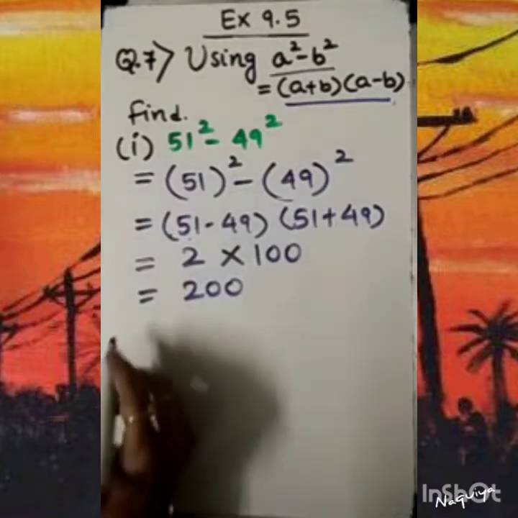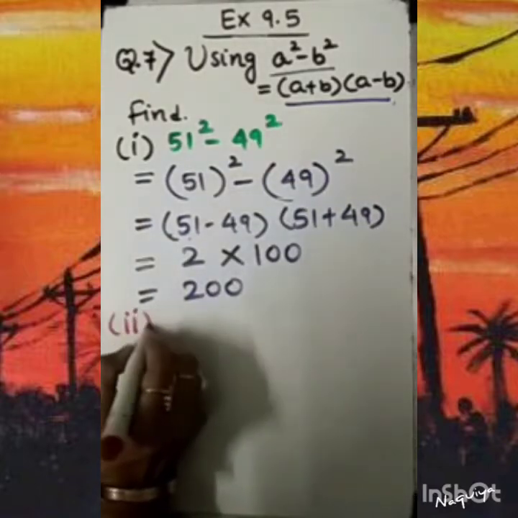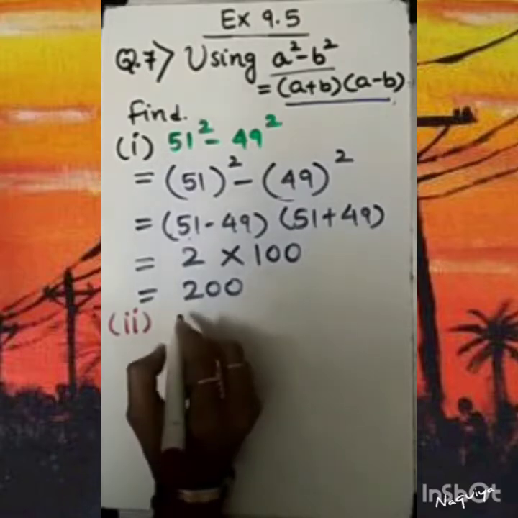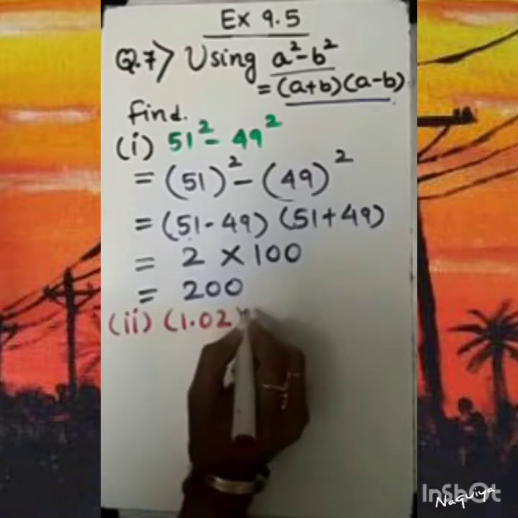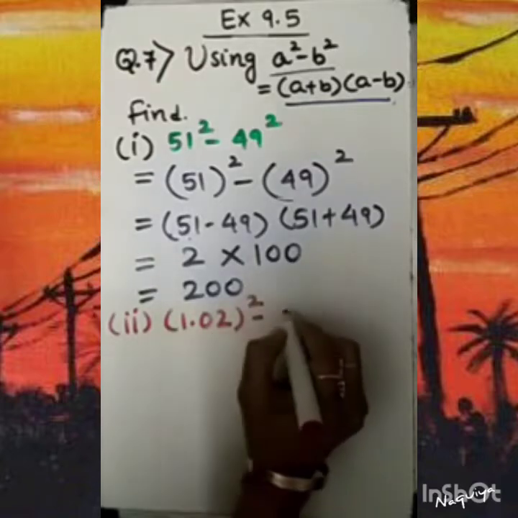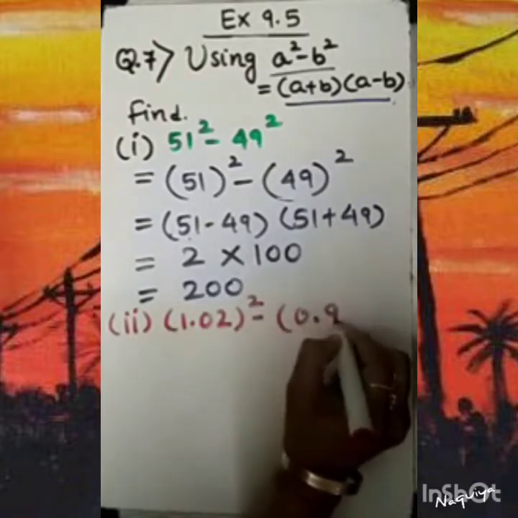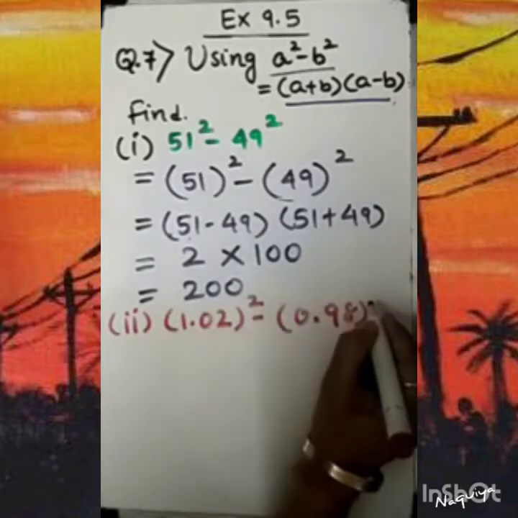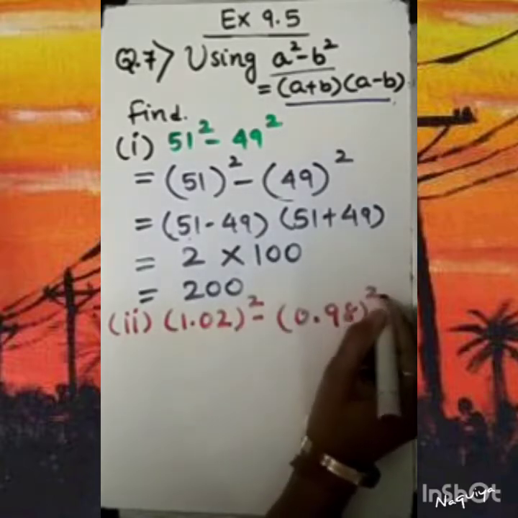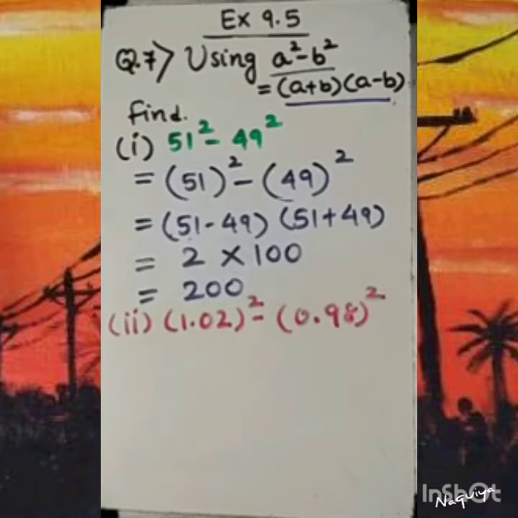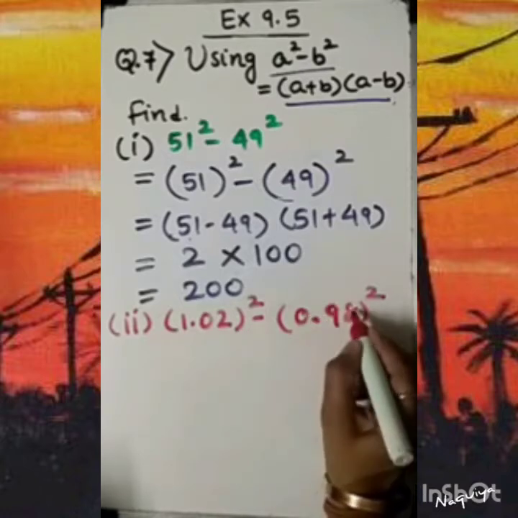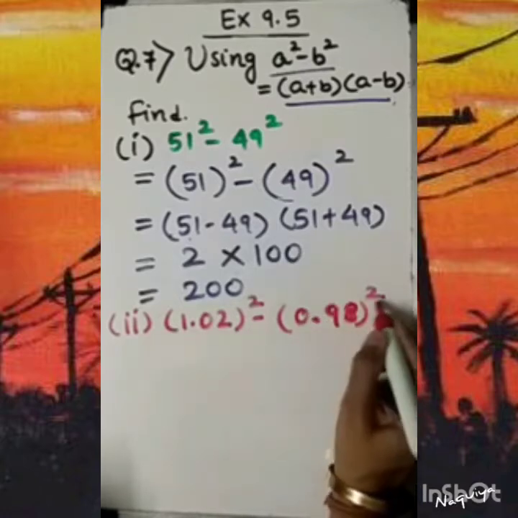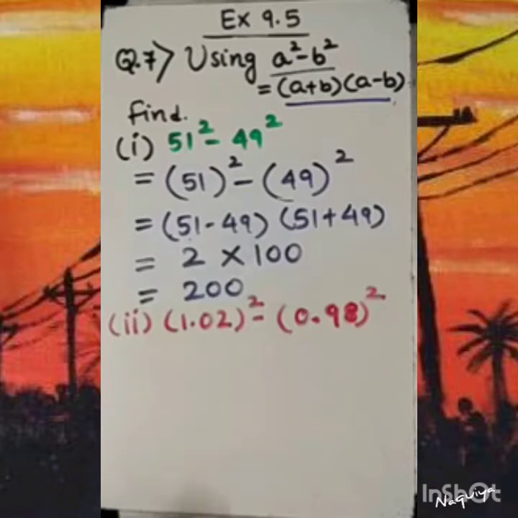Let's work out the second. What is the second? Let's see. We are given 1.02 whole square minus 0.98 whole square. This is our question. So what do we have to do for that?